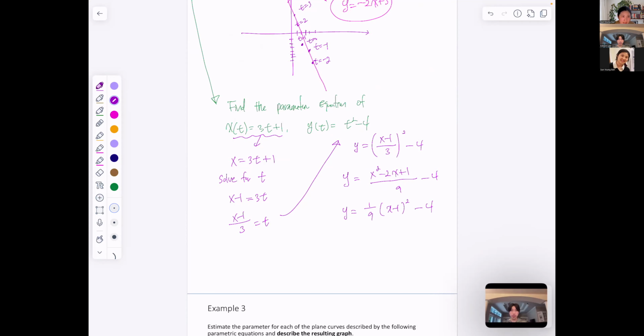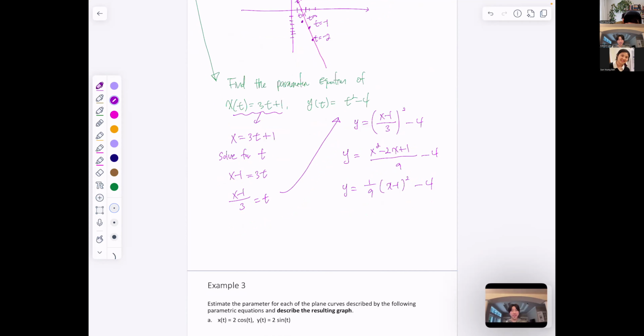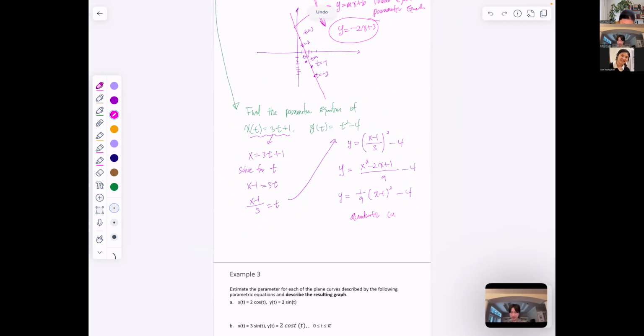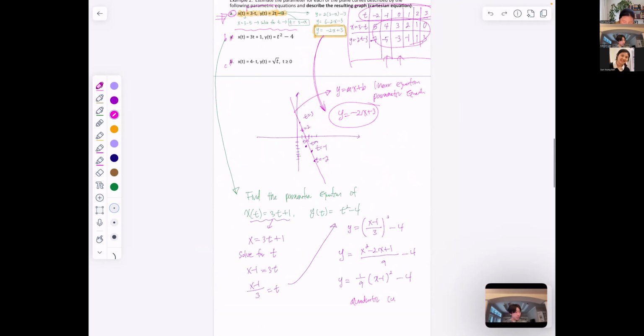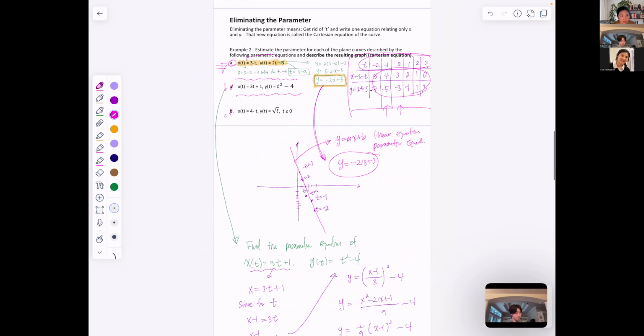Oh my God, what is this, guys? This is a quadratic curve. So what happened is, even though you don't need to create this whole chart, you can find out this two function is going to create a quadratic curve. The first one was a linear curve. The second is a quadratic curve, by using the eliminating the parameter method.